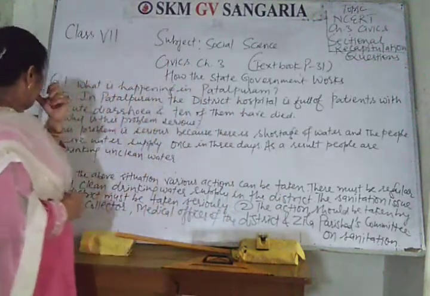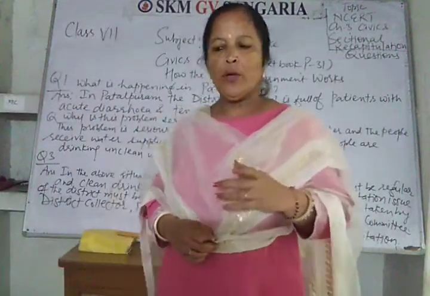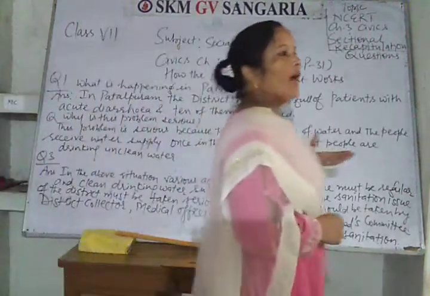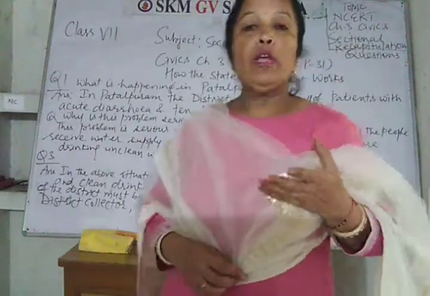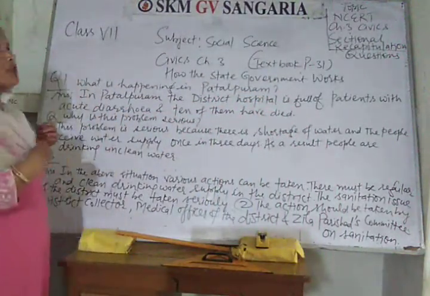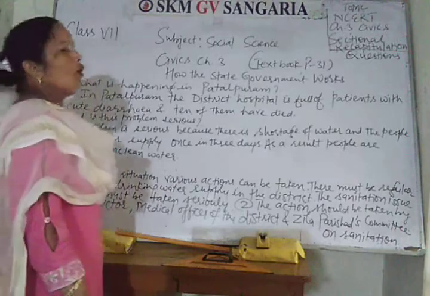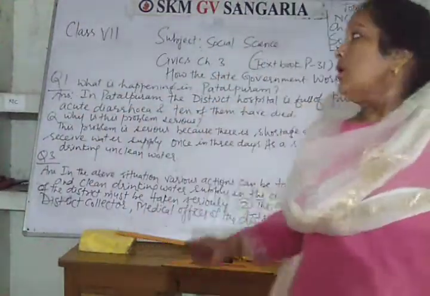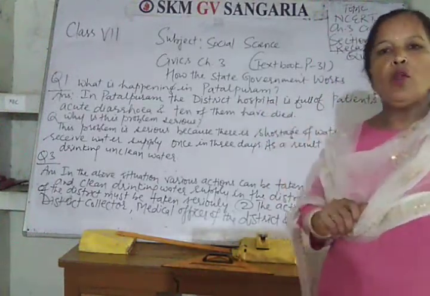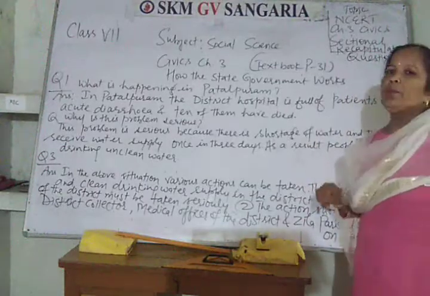When you have read the chapter, you have read about Patalpuram. What is happening in Patalpuram? In Patalpuram, the district hospital is full of patients with acute diarrhea and 10 of them have died.